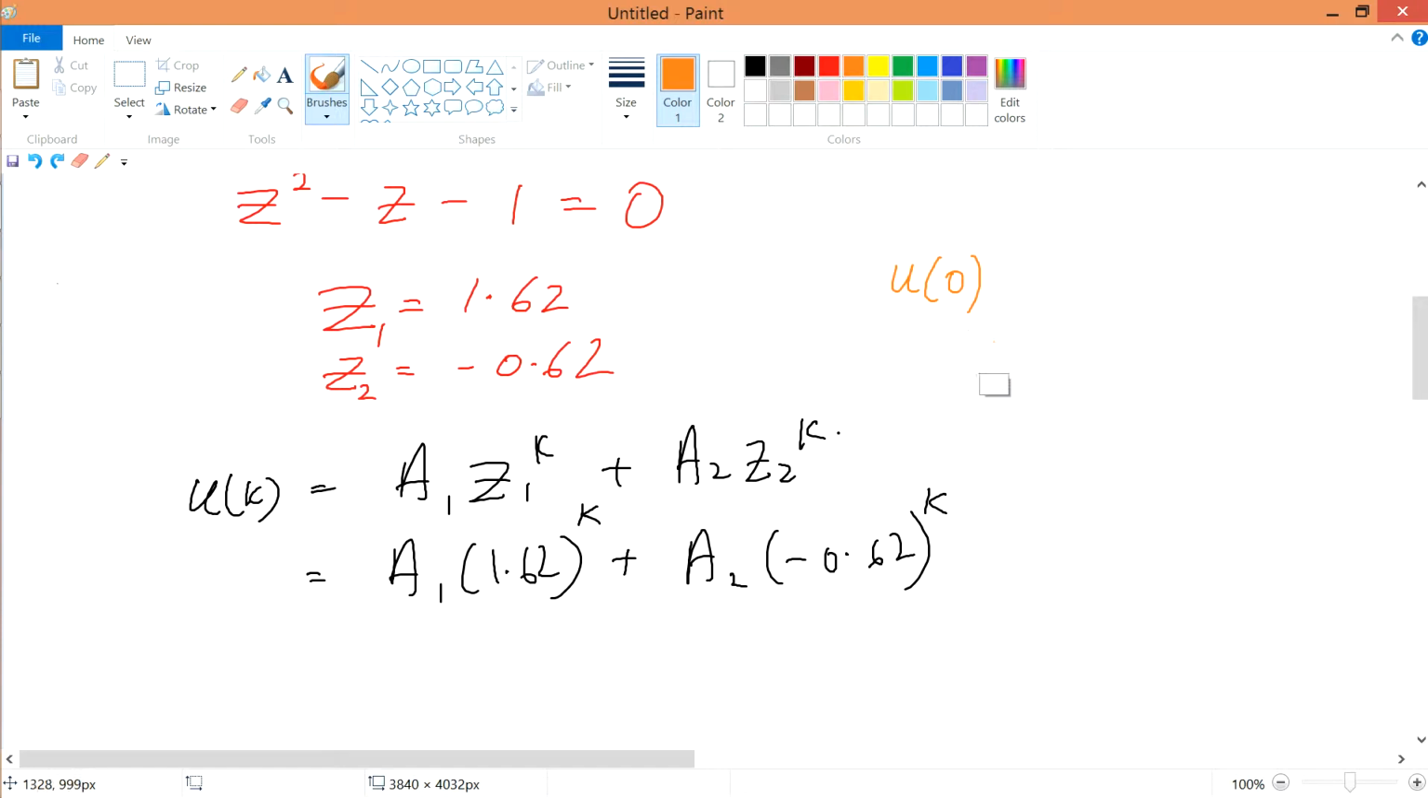So therefore, if u0 equals 0 and u1 equals 1, let's sub it into the initial condition. u0 means that when k is equal to 0, and u1 is when k is equal to 1. That's just the meaning. And why do we pick 0 and 1?